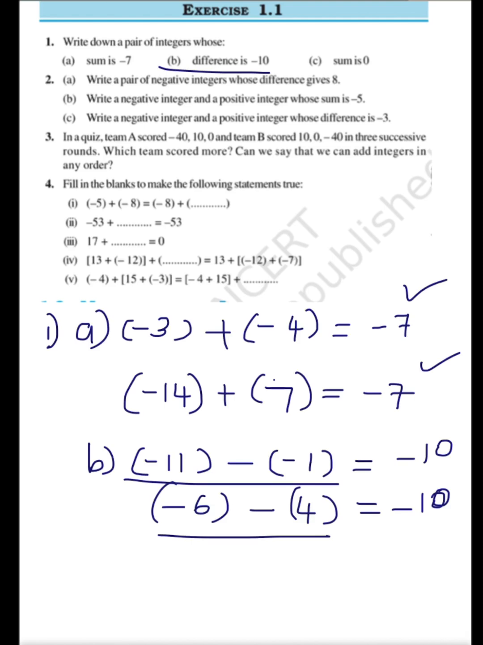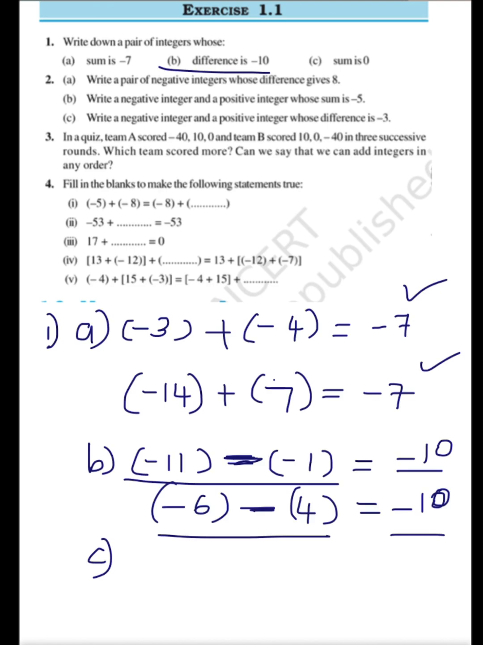Only condition is that you are doing subtraction here as well as answer should be minus 10. Difference is minus 10. That is the question. So you should not do sum here. Understand? You can use any other pair. This is just an example only. Understand? Now let's see C.